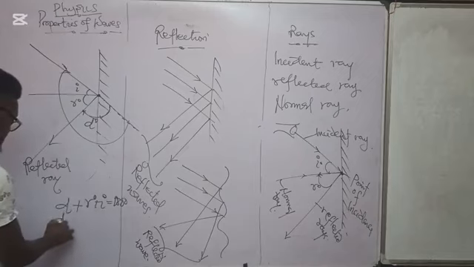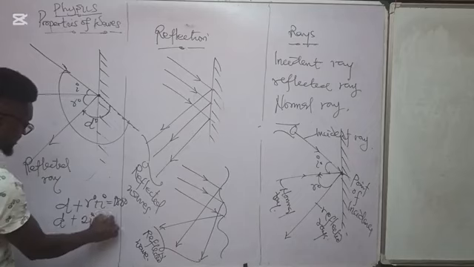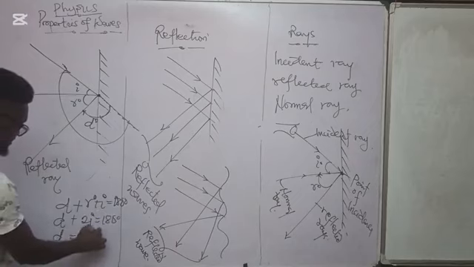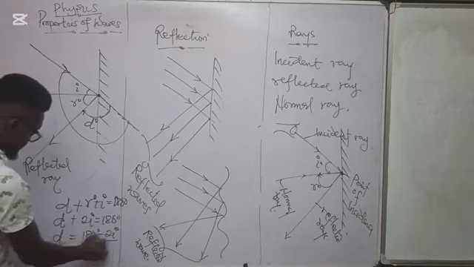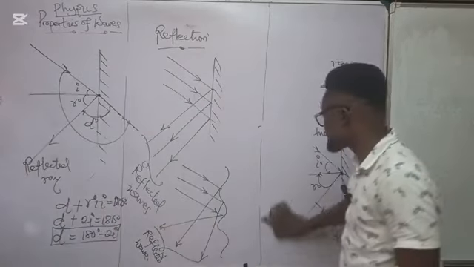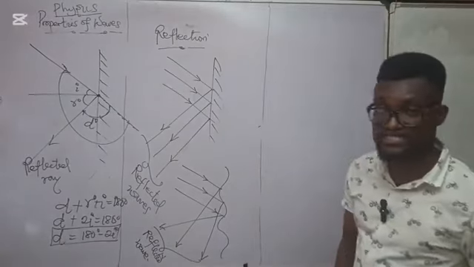So in that case, we have D plus, if R becomes I, we have I plus I giving us what? 2I equal to 180 degrees. So you can now say that D is equal to 180 degrees minus 2I. So you have a formula for calculating what? Deviation.